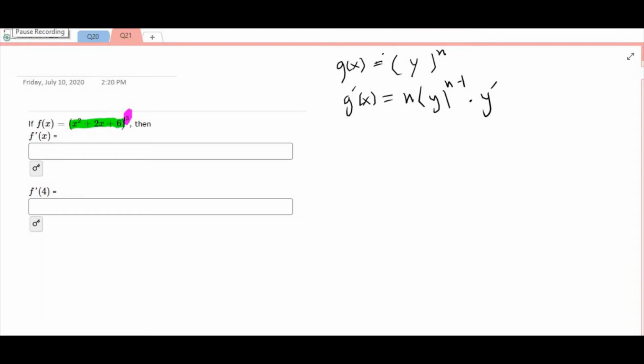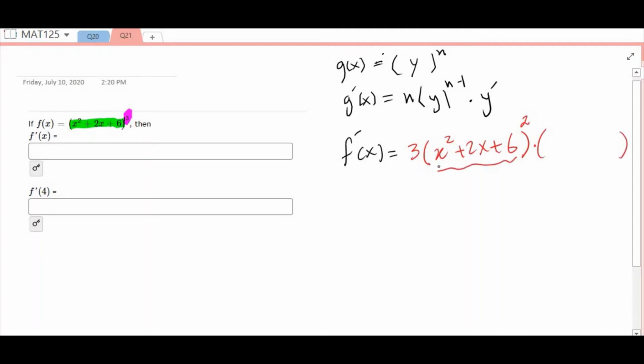So in this case, we have the function f of x is equal to x squared plus 2x plus 6, all to the third power. So that means f prime of x is equal to, the 3 comes down, what's inside remains the same, x squared plus 2x plus 6, all raised to the 3 minus 1, which is 2, times the derivative of the inner function, which is x squared plus 2x plus 6.